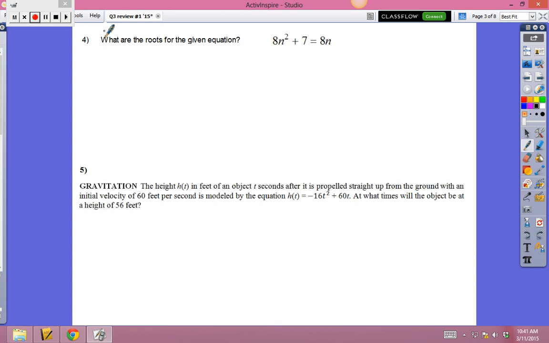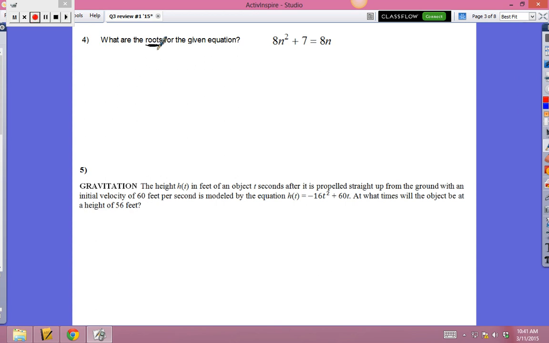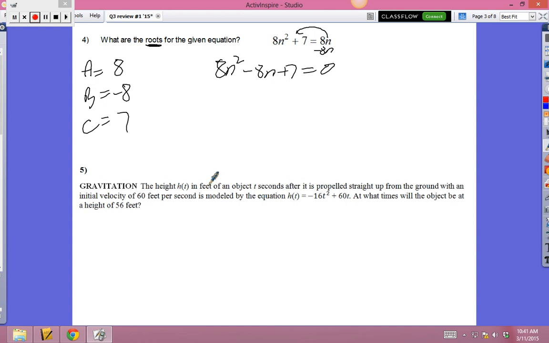So it's going to be B. Okay, number 4. What are the roots? That's the same as the solutions, or the zeros. So they give you a quadratic equation, you're going to have to use the quadratic formula. So 8n squared, let's move these over here, so minus 8n plus 7 equals 0. So A is 8, B is negative 8, C is 7.